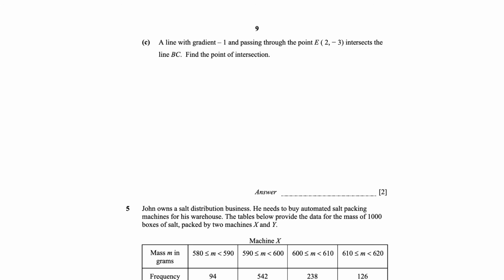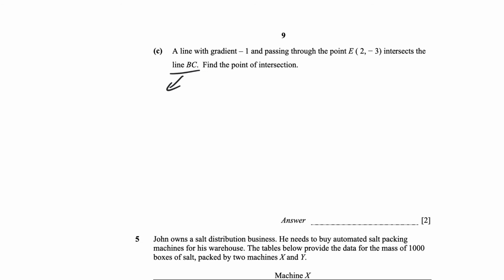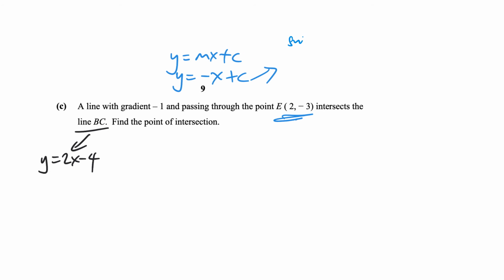For part C, it says the line with gradient -1 passing through this point 2, -3 intersects the line BC. So the line BC we found previously is y equals 2x plus -4. This was from part B. And now we have this other line. This other line with gradient -1 is also going to be y equals mx plus c. And since the gradient is -1, then I know it is -x plus c. It passes through this point, so let's just sub it in.